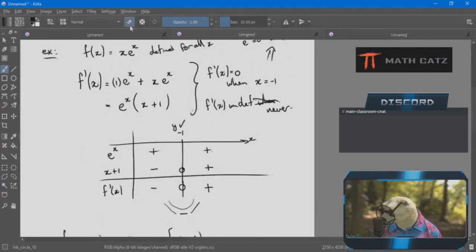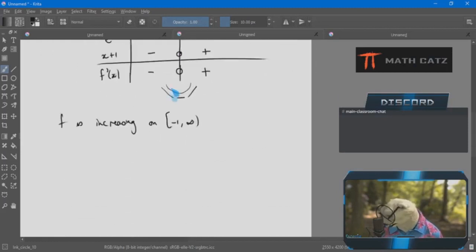I can maybe write without. I just don't want a decimal number here. It's going to be negative e to the -1, right? Whatever -1 over e is. Who cares? It exists. That's the only thing that's important. And f is decreasing on -infinity to -1.